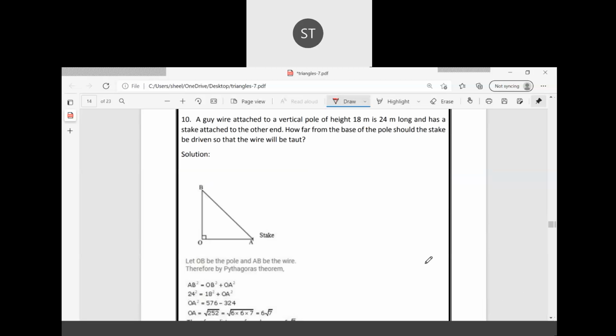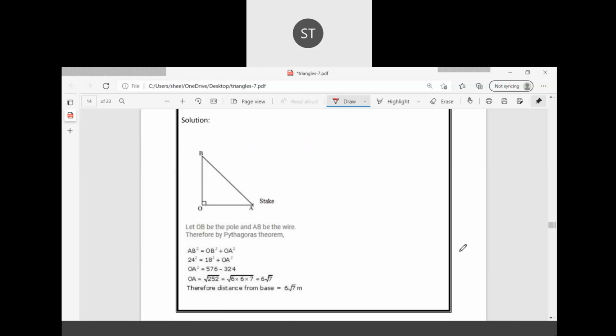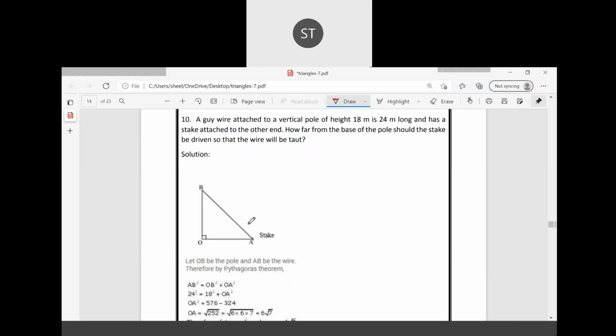Next question. A guy wire is attached to a vertical pole of height 18 meters, and the wire is 24 meters long. It has a stake attached to the other end. How far from the base of the pole should the stake be driven so that the wire will be taut? OB is the pole we have taken, AB is the wire only. AB is the wire that will not have any bend, isn't it?